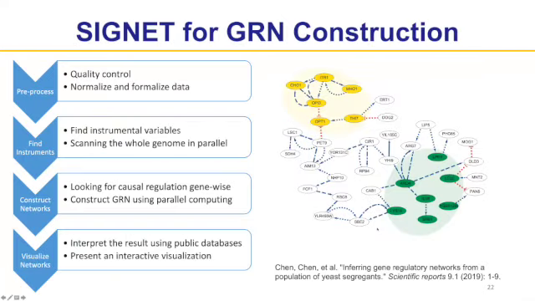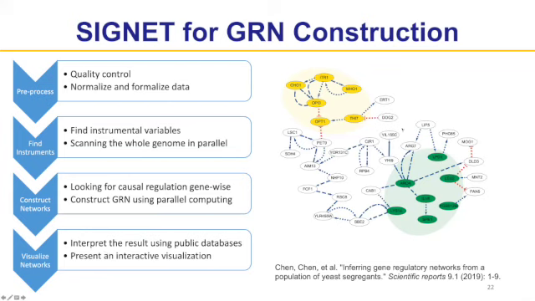So here is the four-step procedure for SIGNET. We start with pre-processing, like QC and data normalization, and then we find the instrument variables that can be used to infer the direction of the gene regulation, followed by the construction of the network. The last step is to visualize them.